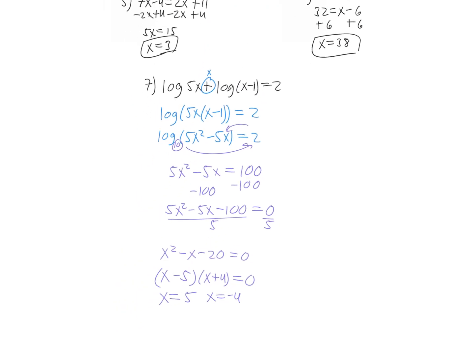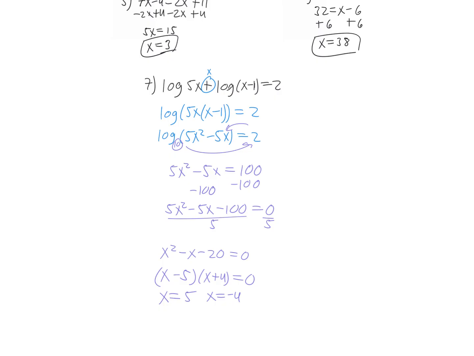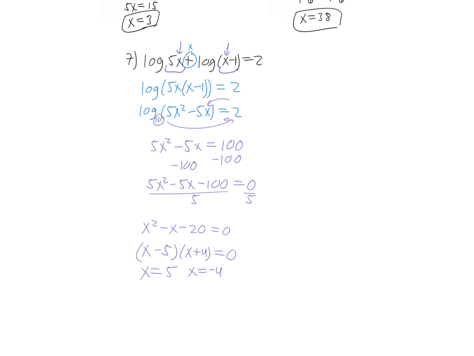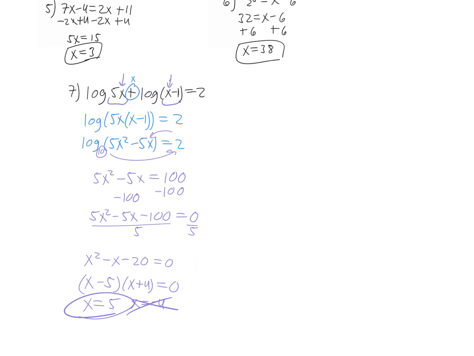Once again, with logs, you need to check and make sure that you don't get a negative inside of your log. If you plug in positive 5, then you see that we get a positive inside of our logs. But if you plug in a negative 4, 5 times negative 4 gets you negative 20. And negative 4 minus 1 gets you a negative 5. We cannot have a negative inside of our logs, so I know that negative 4 is not a solution. The only solution here is x equals 5.